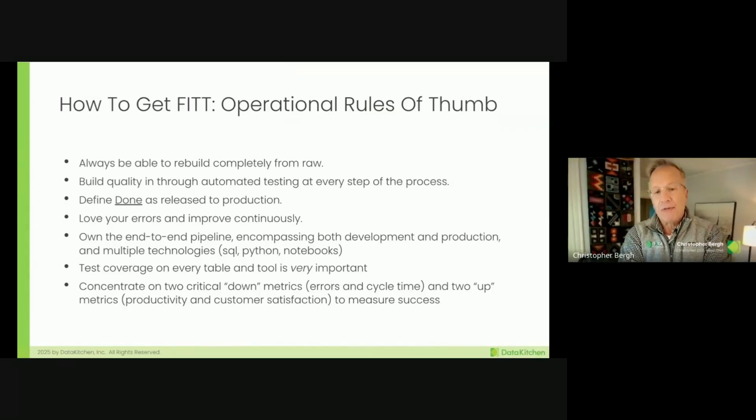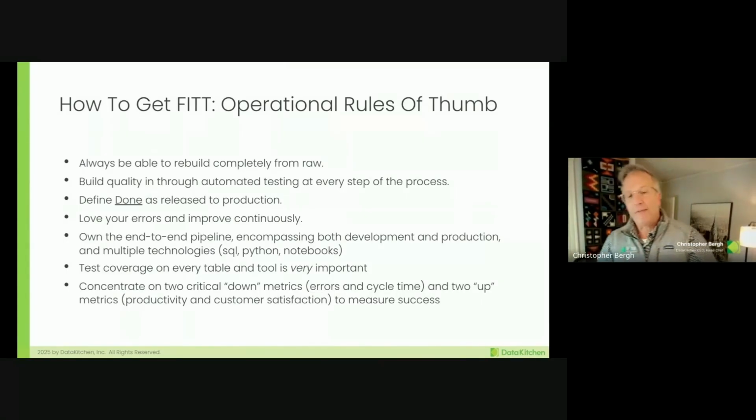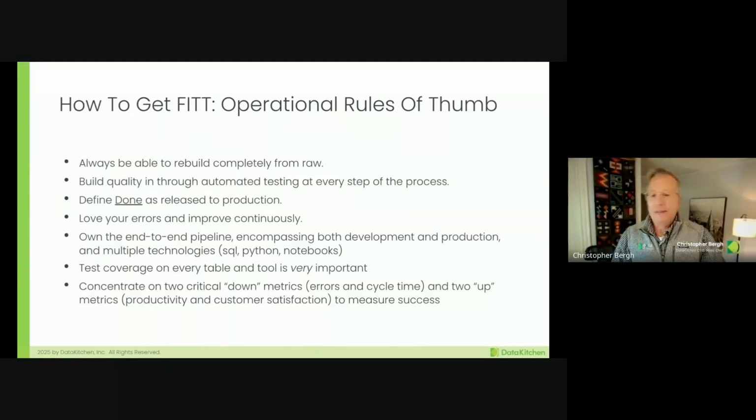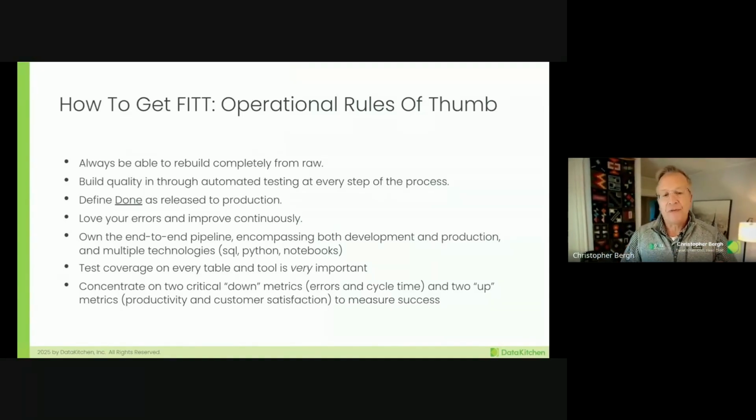And when you do have errors, love them. If you have an error in production that you didn't catch, say, great, I'm sorry, we had 800,000 tests that we ran. We're going to have to add a new one to catch that case. And from an ownership standpoint, own the end-to-end pipeline, encompassing both development and production. Like, own everything. And test coverage is very important.